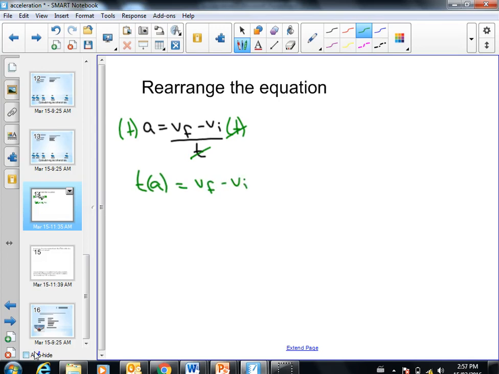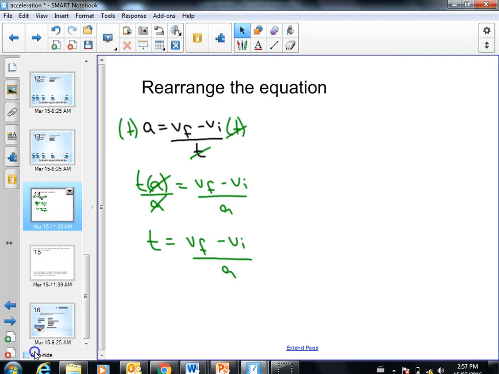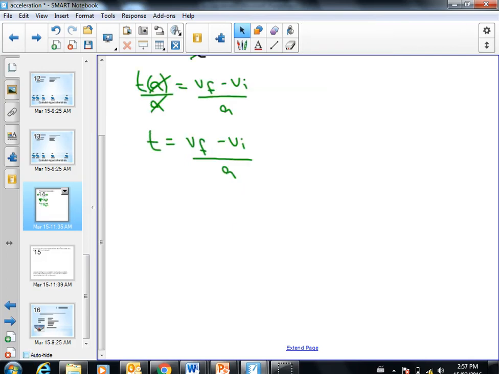Now to get rid of the acceleration, because it's being multiplied, I'm going to divide. So my final equation looks like this. If I need to find time, I use that one. Now what if they want me to find, say, final velocity? So let's start with our equation again.